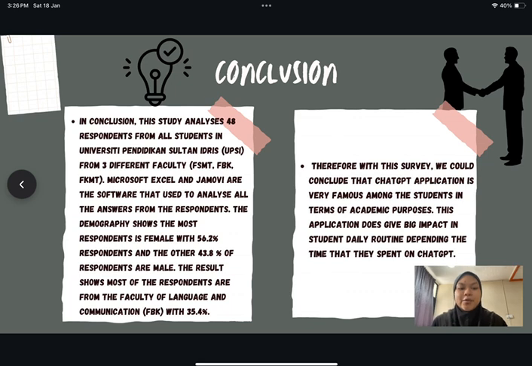Therefore, with this survey, we could conclude that the ChatGPT application is very famous among students in terms of academic purposes. This application does give a big impact on students' daily life depending on the time that they spend on ChatGPT.